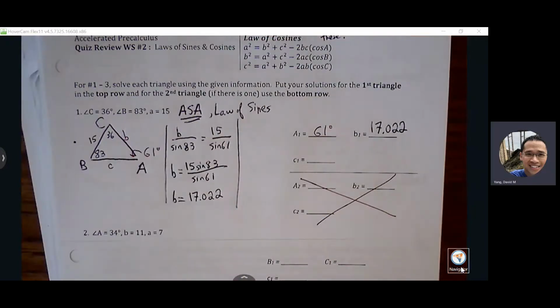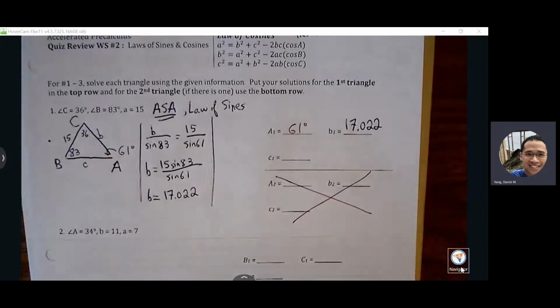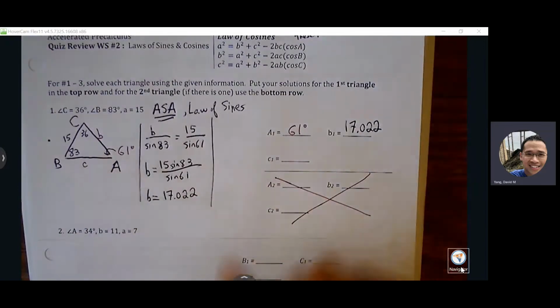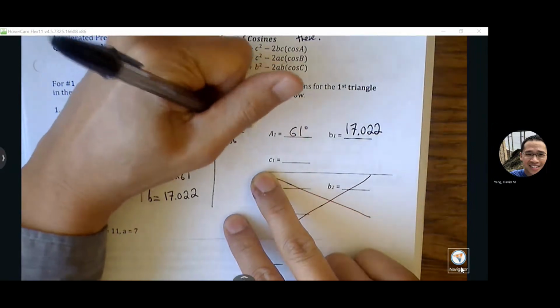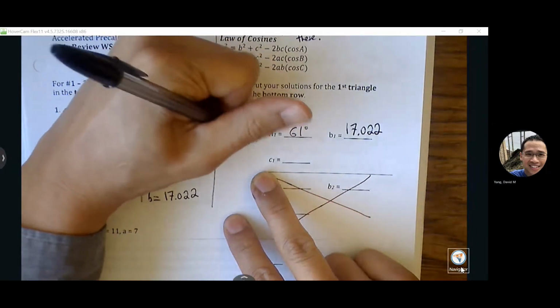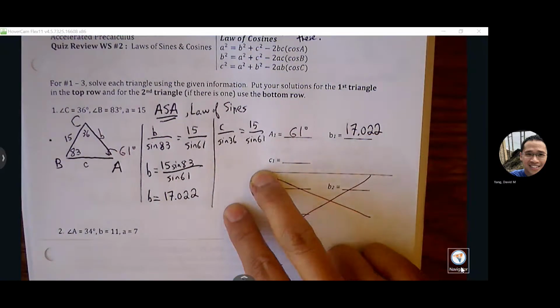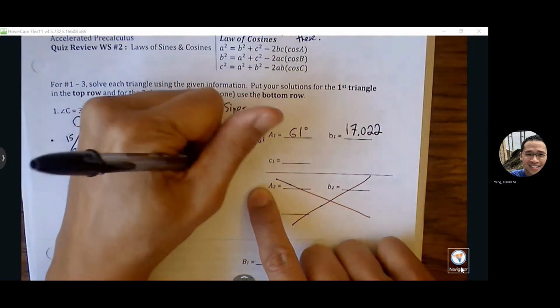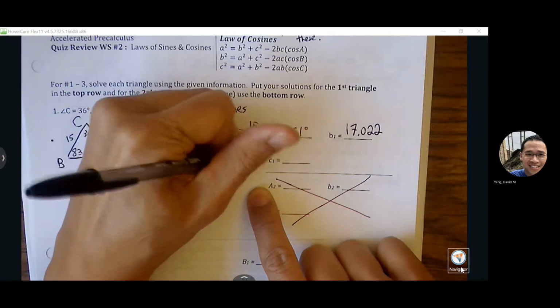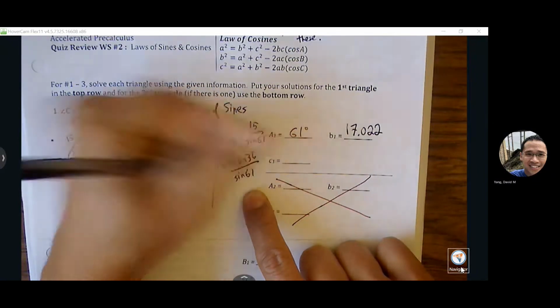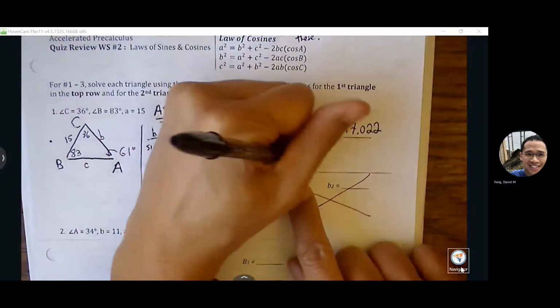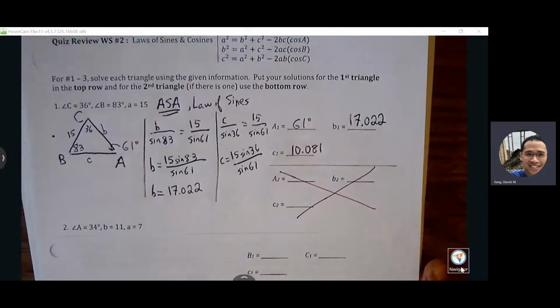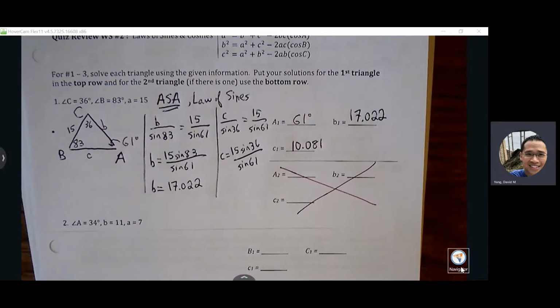Okay, good so far? Now we're moving on to solving for side c. Cross multiply. Calculator work. Any questions here? No? Okay, number 2.